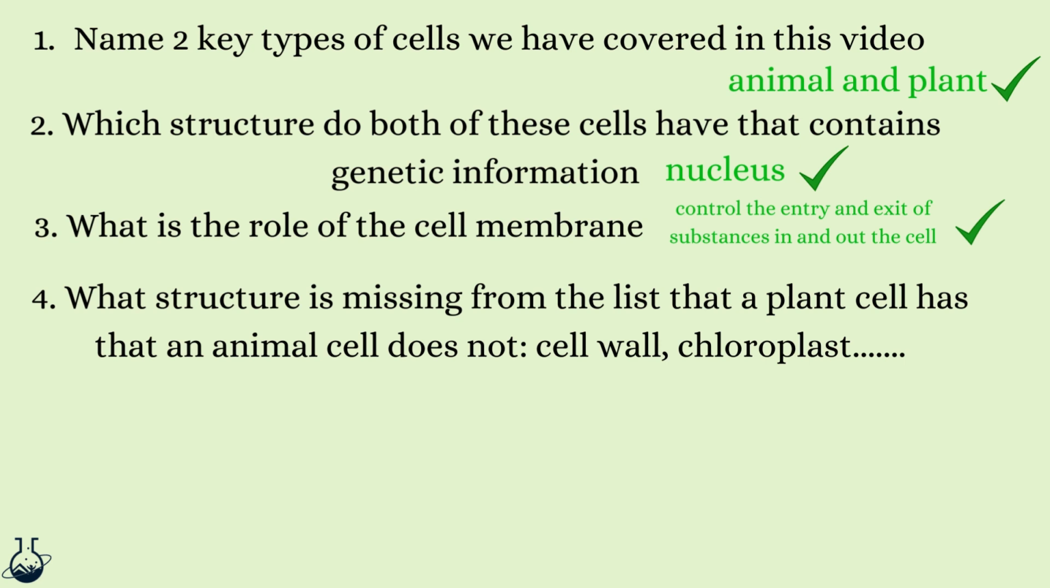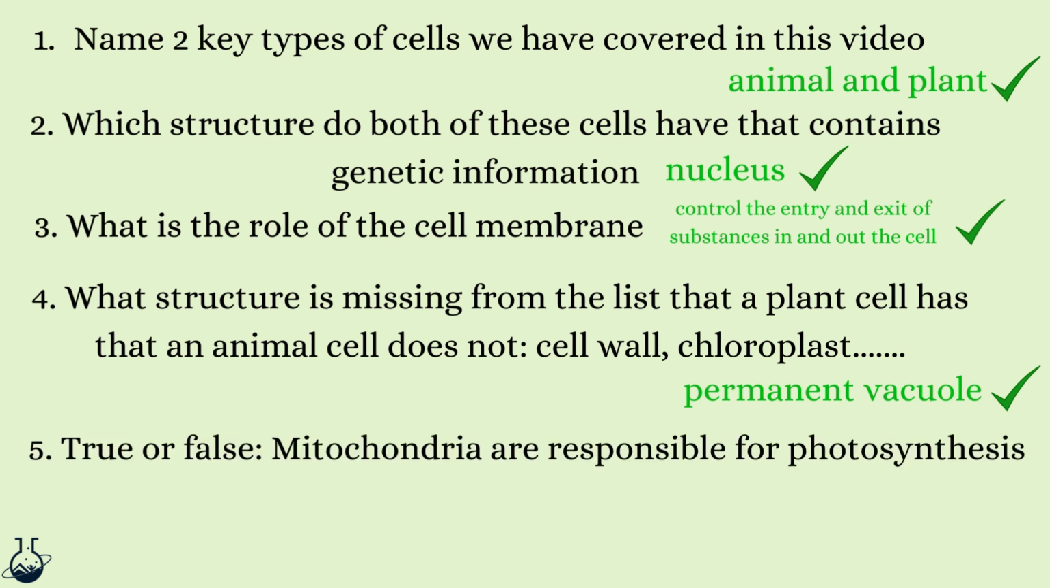Question 4. What structure is missing from the list a plant cell has that animal cells do not? A cell wall, chloroplast, and a permanent vacuole. If you put vacuole, this is also correct. And final question number 5. True or false? Mitochondria are responsible for photosynthesis. This is false. They are responsible for respiration.